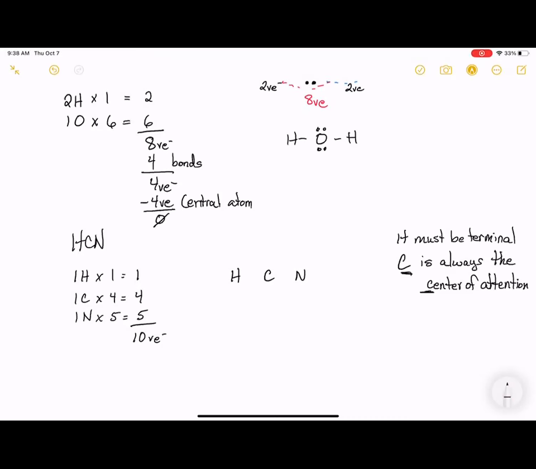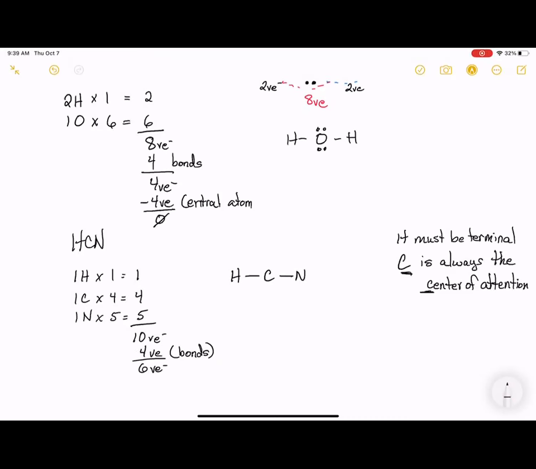Now we've got to distribute our electrons among the atoms. The first thing we need to do is draw a single bond between our terminal atoms and our central atom. And we subtract 2 for each bond we drew. So we drew 2 bonds, 2 times 2 is 4. So we're going to subtract out 4 valence electrons due to our bonds. That still leaves us 6 valence electrons to distribute.